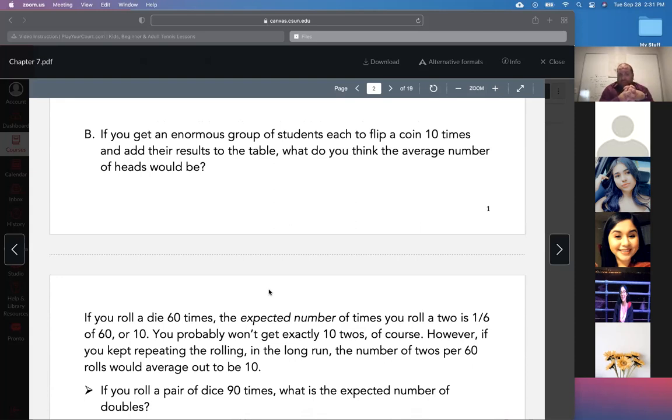If you roll a die 60 times, the expected number of times that you roll each number should be 10. Because again, 6 sides, each of them equally likely. So what do I expect to get without actually doing the experiment? It makes sense to say 10 each, correct?